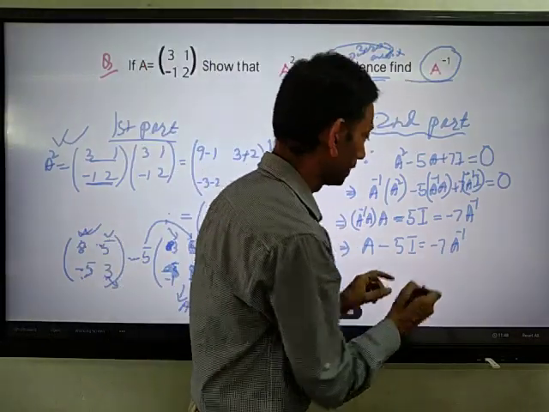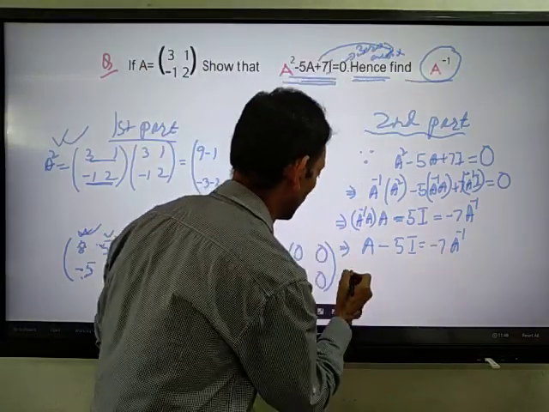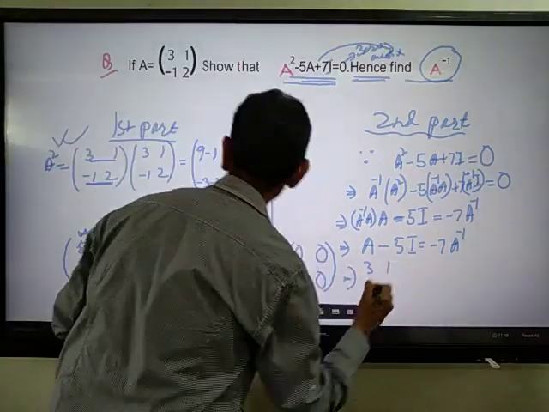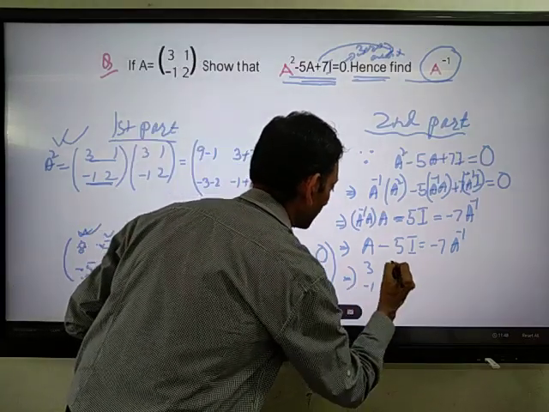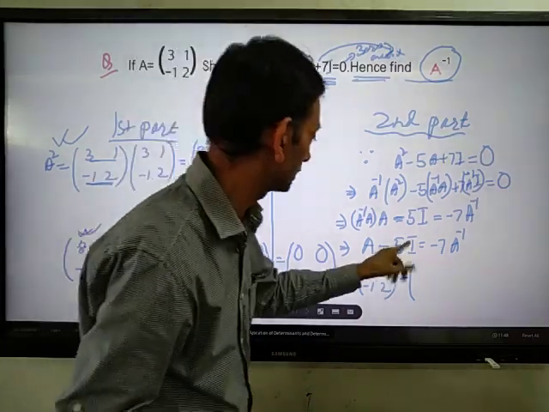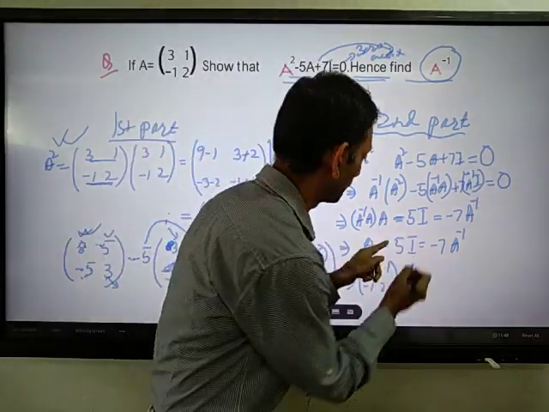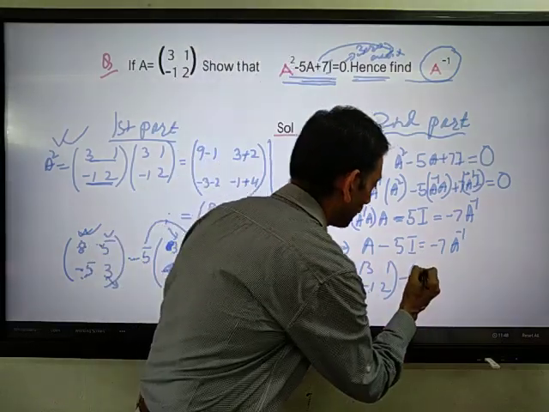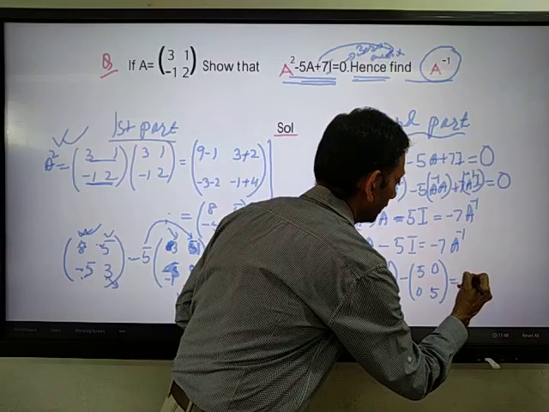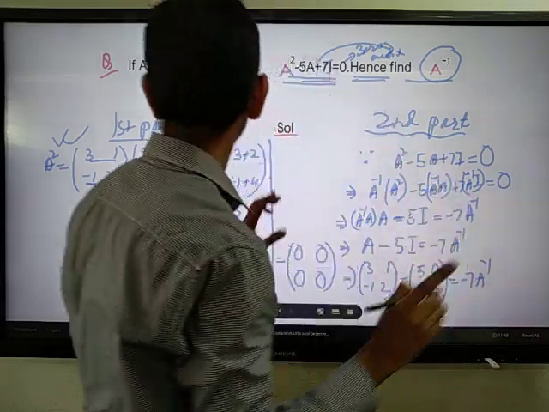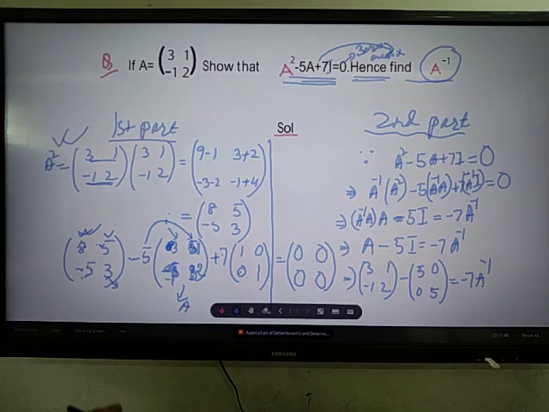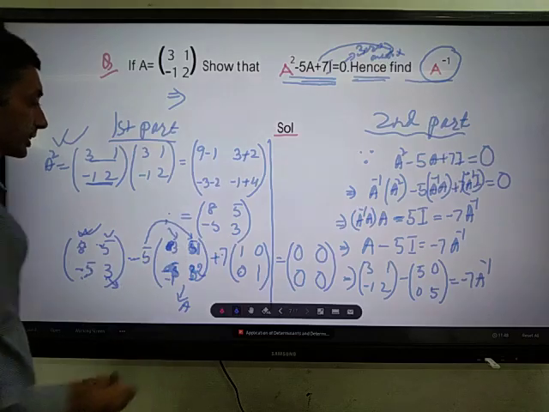So we will get A inverse, we will transpose minus 7 to this side and we will substitute the value of A. What is the value of A? Value of A is 3, 1, minus 1, 2. This is A. Then, what is identity matrix? It's a 2 by 2 identity matrix, 1 0 0 1. If you multiply each element by 5, it will be 5 0 0 5, equal to minus 7 A inverse. So only one simple step is left. We are calculating this.